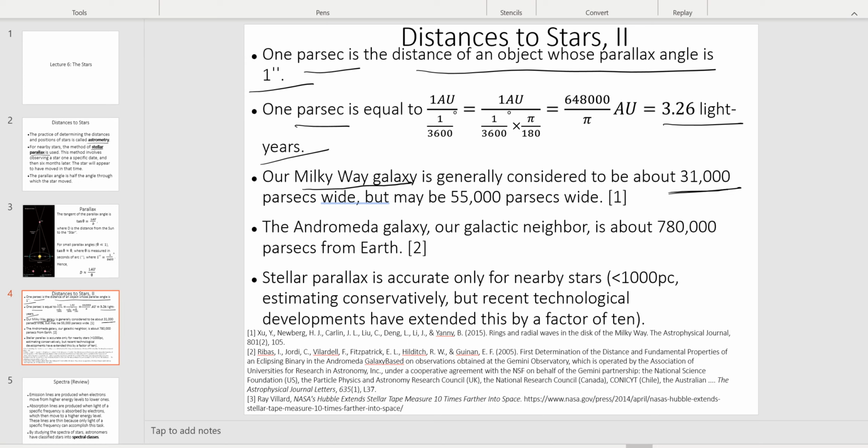Our nearest spiral galaxy neighbor, I said galactic neighbor, but I mean major galaxy. There's some minor galaxies closer, but the nearest major galaxy to us is about 780,000 parsecs from Earth. So we're talking about a distance that's greater than 10 times the size of the Milky Way galaxy. All right, and then I said this.